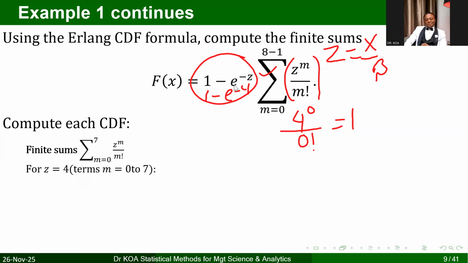So for 0 you get 4. For 1 you get 4. And when you do for 2, what will you get? That will be 8. Very good.